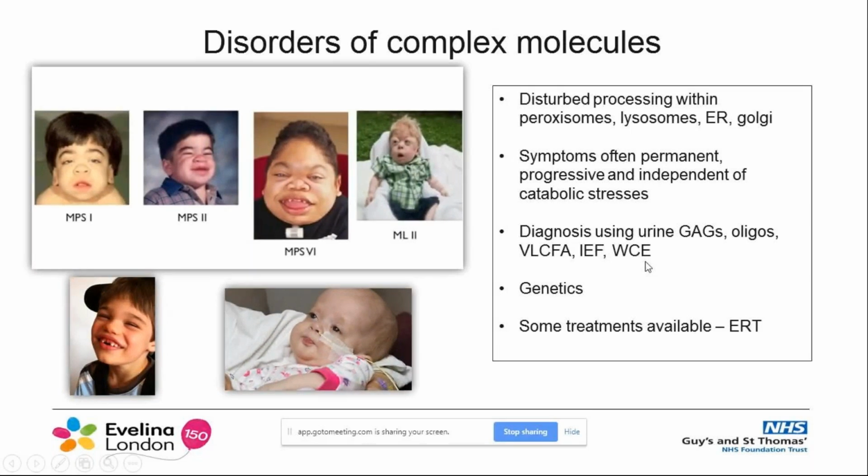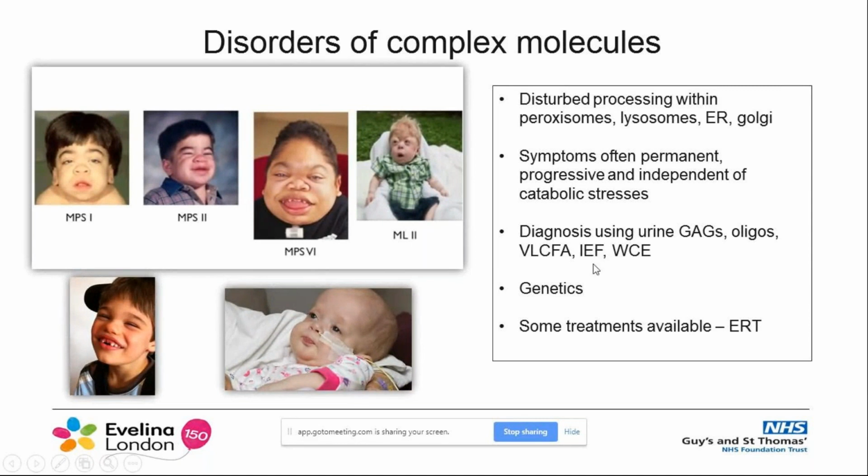So for diagnostic purposes, or if there's a suspicion of a storage or a disorder of complex molecules, we would ask for urine glycosaminoglycans, and also oligosaccharides are done on the same sample. Very long chain fatty acids for peroxisomal disorders. This is a little one with the typical features: hypotonic, needing supportive feeding with a tube, a large forehead, and probably a very large fontanelle.